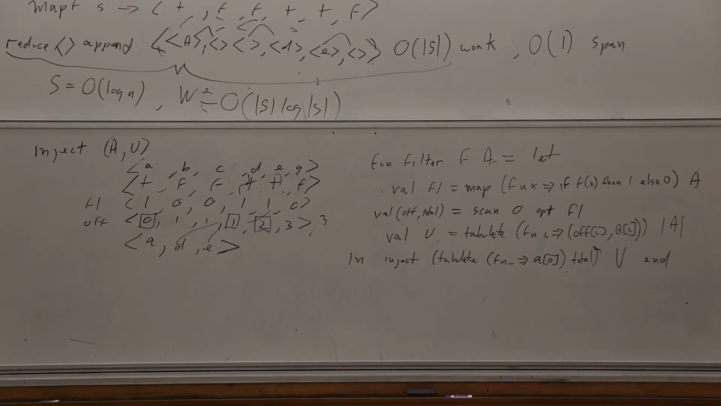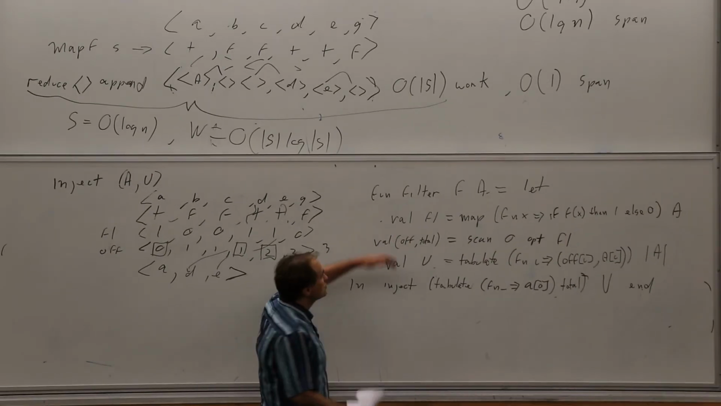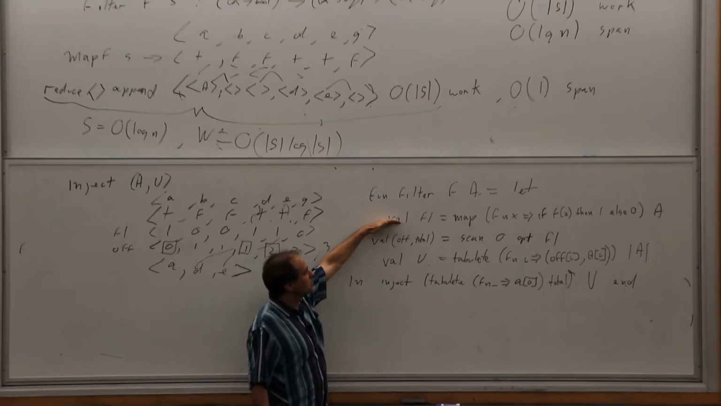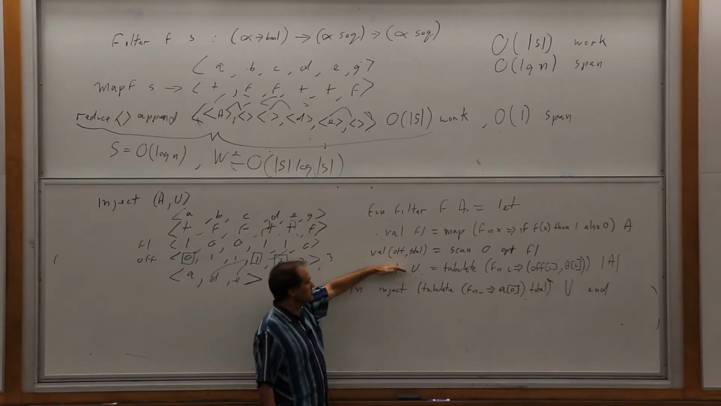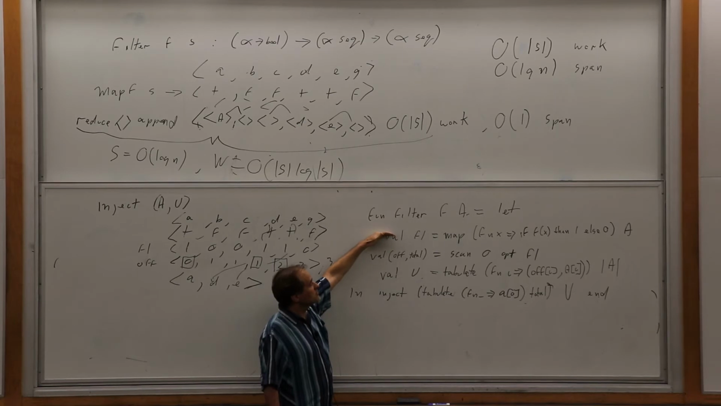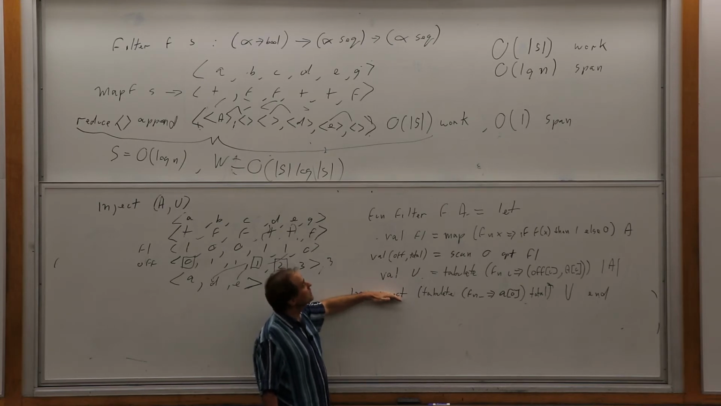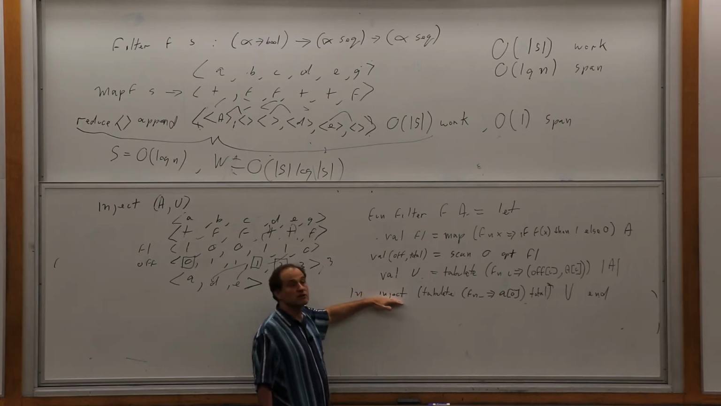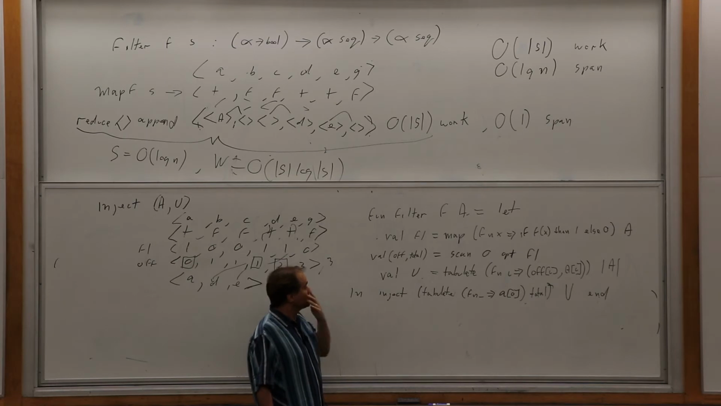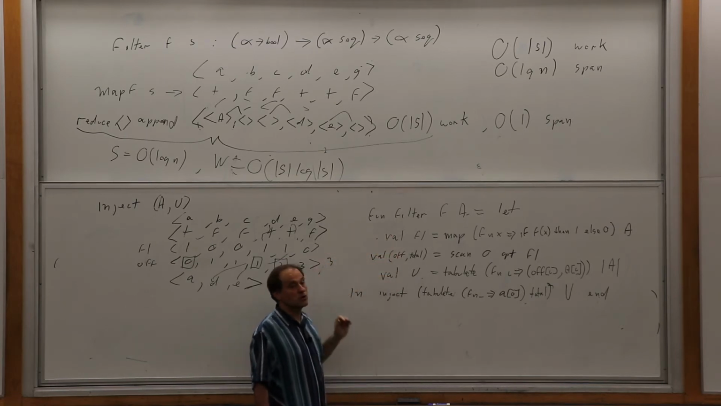Okay, and I claim that this has my bounds. Why? Because I can just go step by step. This is linear work, this is linear work, this is linear work, that's linear work. This one's constant span, logarithmic span, constant span, logarithmic span. Remember, I defined the span of inject to be logarithmic. So the total span is going to be logarithmic, and the total work is going to be linear.